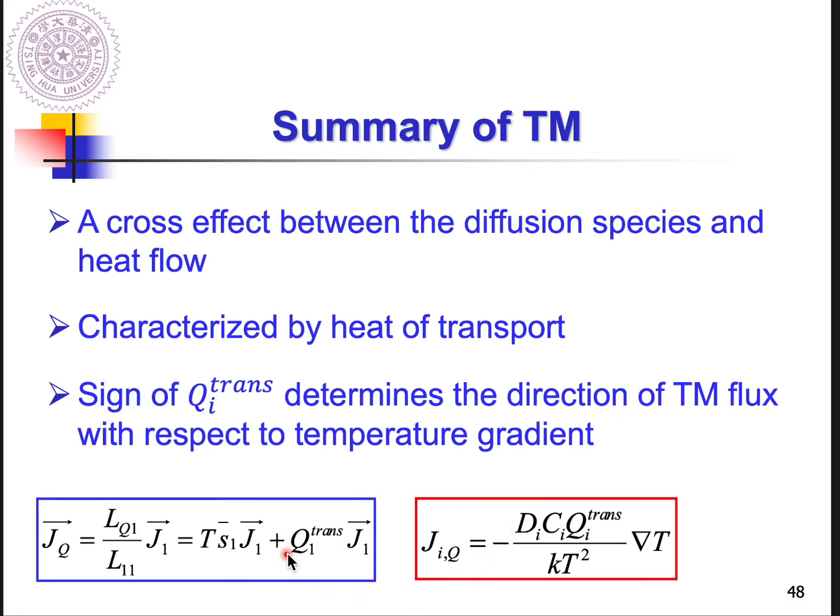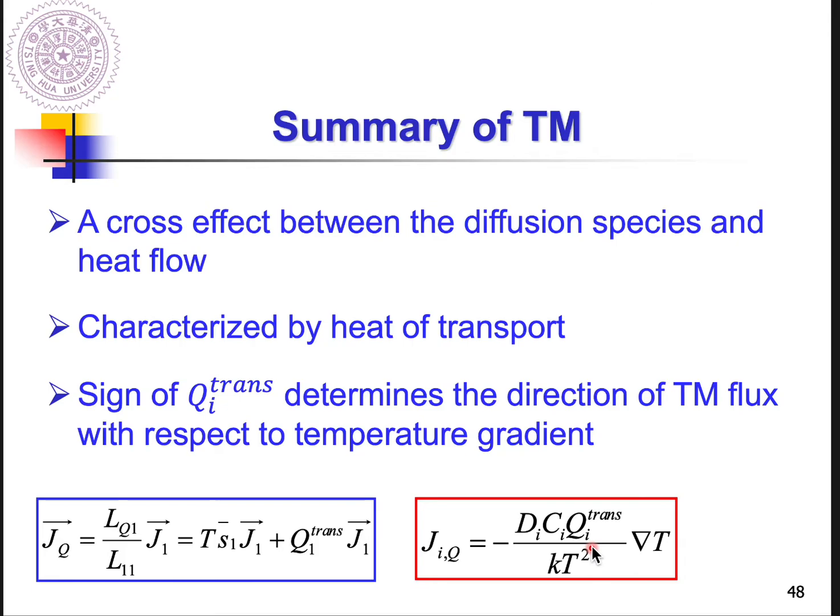And these are the two important equations. The first one is the heat flux. It can be contributed from the entropy flux and the atomic flux. And the heat of transport here is the cross term, the coupling term between the atomic flux and the heat flux, which we call the heat of transport. By using this equation, you can have an idea, when you apply the temperature gradient, and you can observe the atomic flux, which can give you some information about the size of the heat of transport.